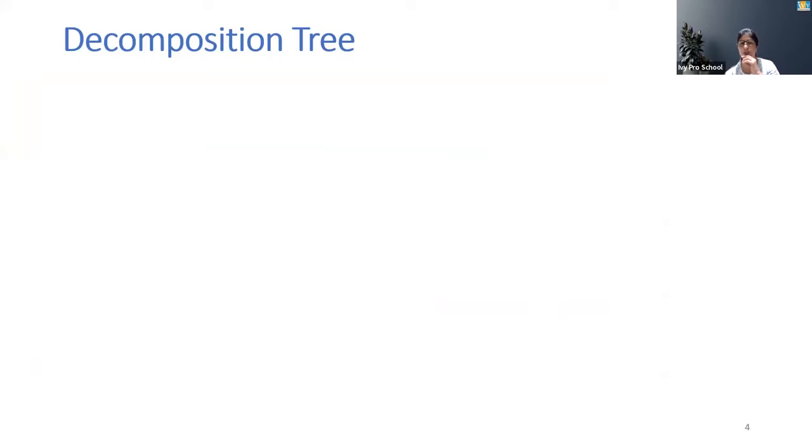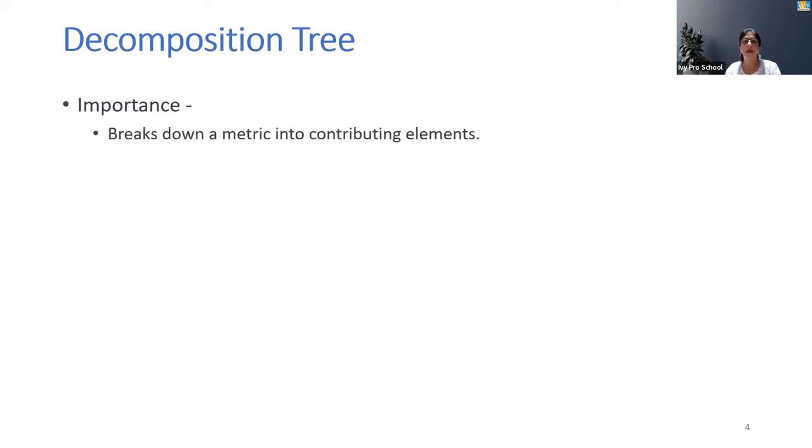The decomposition tree. As the name suggests, when you say tree, automatically the branching comes to mind. We'll start with one part, then we'll branch, keep on branching. So what is the role of a decomposition tree? What it helps us to do is understand the metrics which are contributing to an element.